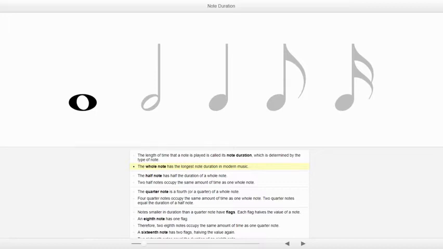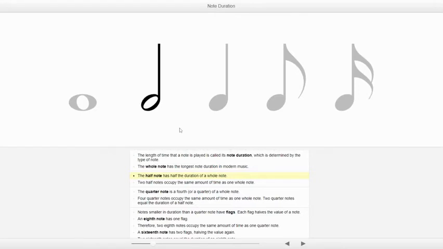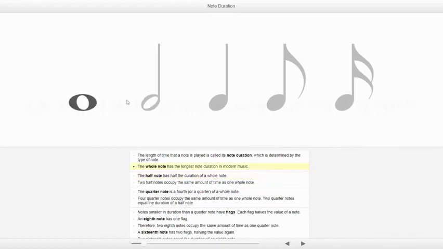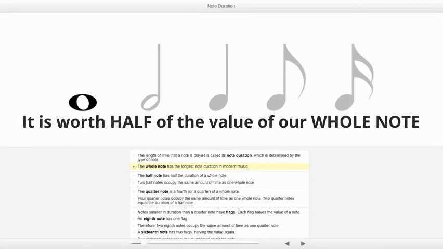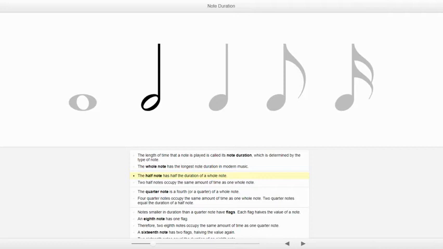Then our next note that we are looking at, our next duration, is similar to the whole note. It has an open center here, but it has a stem coming off the top of it. This note here is called our half note, and it is exactly half the value of our whole note. So if we're holding our whole note for 4 counts, we're going to hold our half note for 2 counts. So if we have our click track going, we would have 1, 2, off, like that.